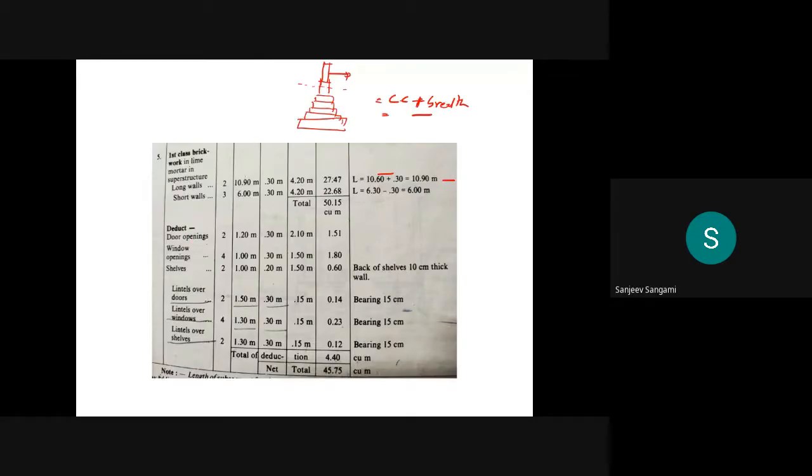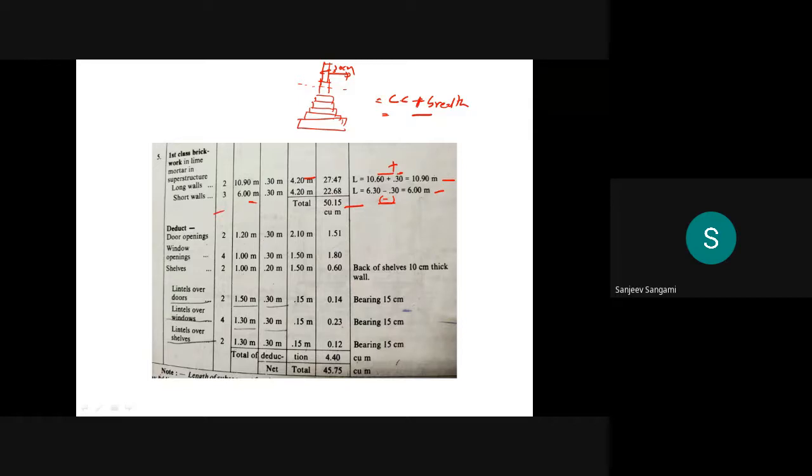So 4.2. Then for short walls, how much will it be? Always, I said, you have to deduct the breadth. The breadth of the superstructure is given as 30 centimeters. So you apply it here, you make it plus, and here you make it minus. Then add those things and you will get it.